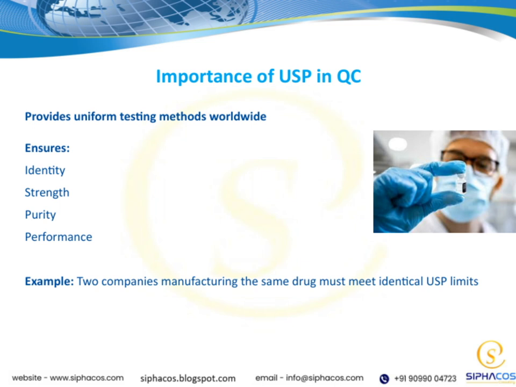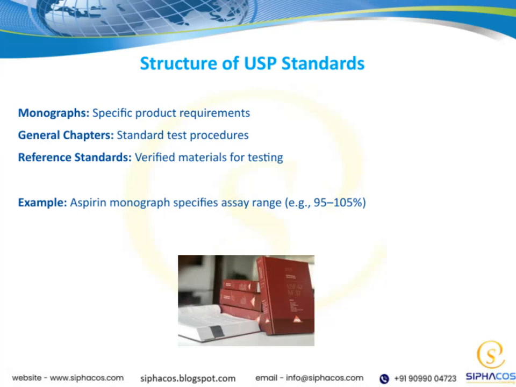For example, two companies manufacturing the same medication need to meet the same USP limits, ensuring that patients receive a product that is both safe and effective. Overall, the USP acts as a global benchmark, maintaining high-quality standards and supporting the integrity of pharmaceutical products across the industry.